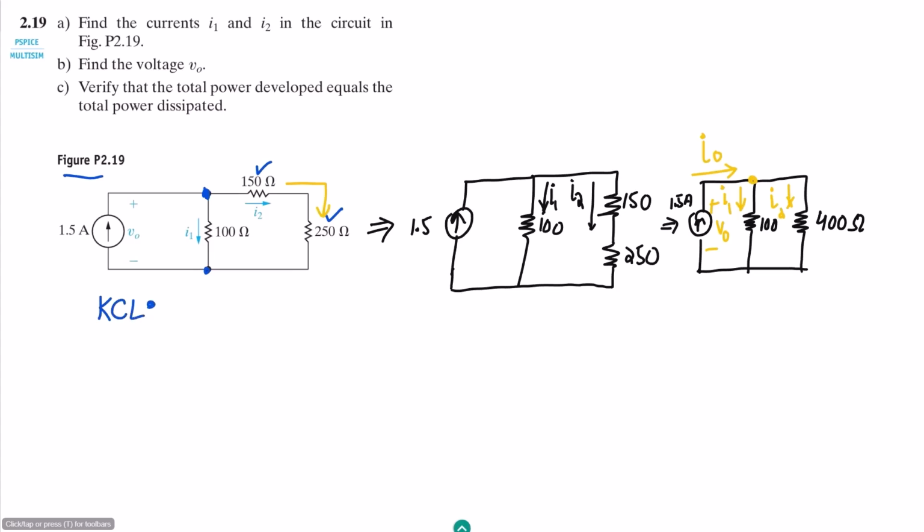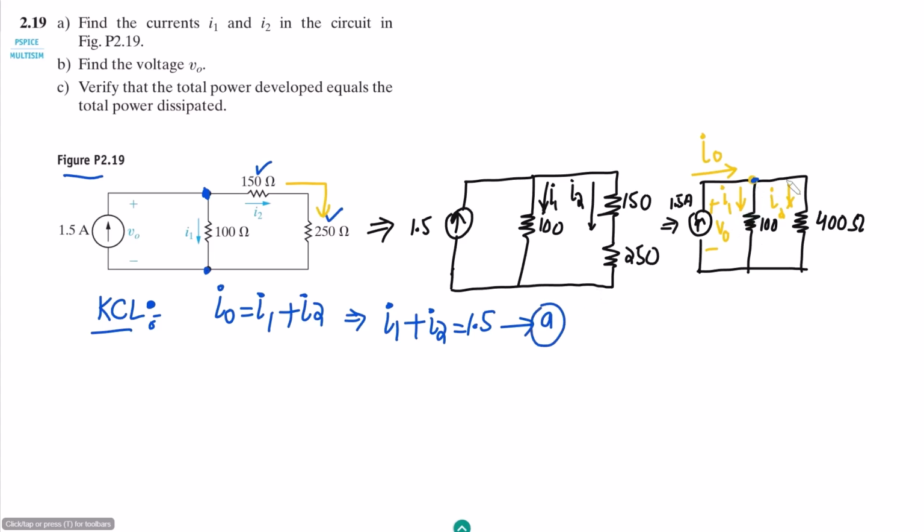By using Kirchhoff's current law, we can see that this is the node, this current is coming towards it, and it is split into I1 and I2. Therefore I naught is equal to I1 plus I2. We know the value of I naught, which is the source current, 1.5 amperes. So I1 plus I2 is equal to 1.5. Let me call it equation A.